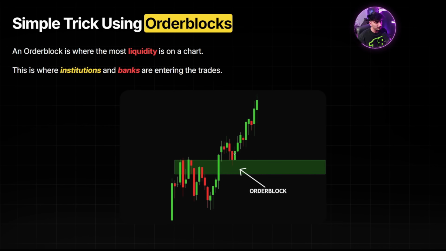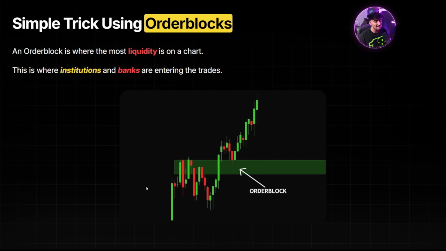So in this example here, we can see that we have a nice move to the upside. We have some consolidation. We drop down. We break back above this previous high. And then on this retest, we would have entered this trade using this order block for a move to the upside. Now, I'm going to talk about step by step how to draw and identify order blocks.